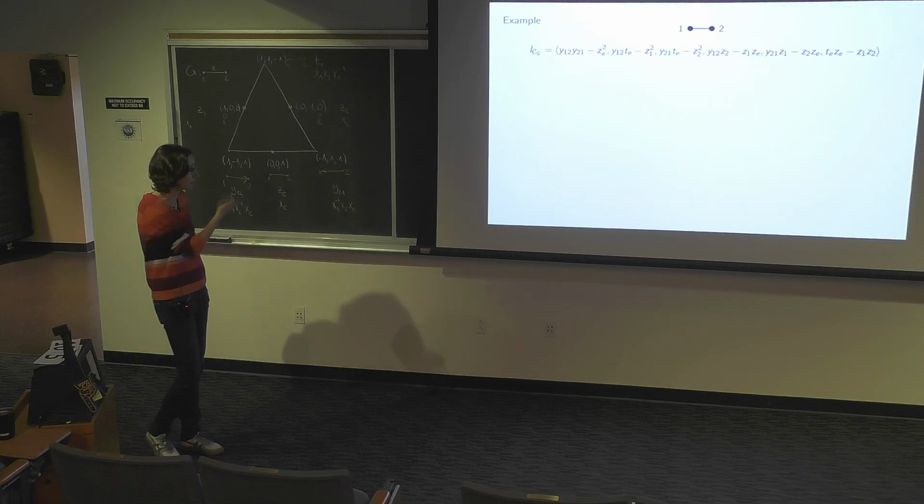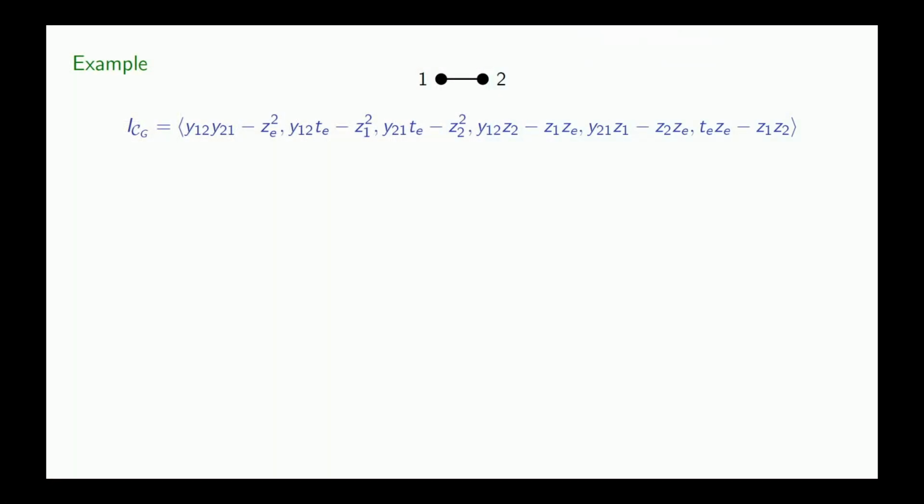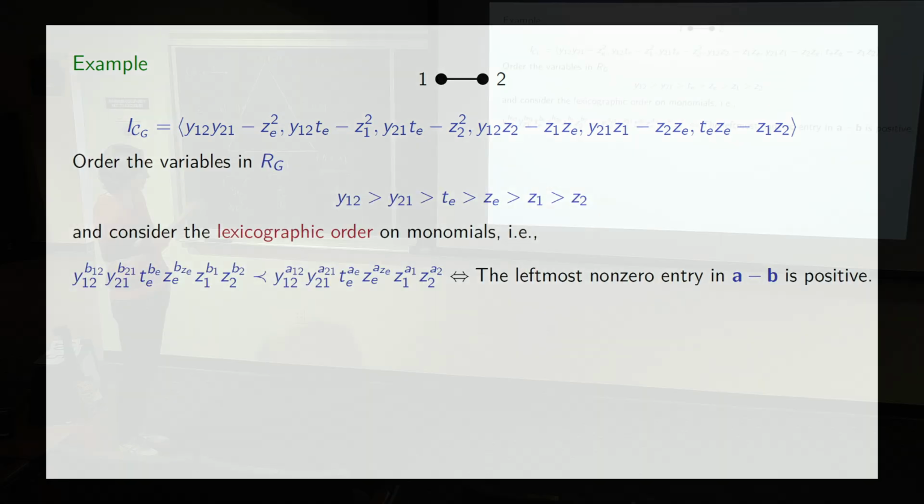So let's look at an example, and let's look at the easiest example, namely an edge. What you see here is that you already have 6 generators in this case, and we just have 1 edge. These generators will always appear for every edge in your graph. So for every edge, I will have these generators, no matter how my graph looks. And so let's go on, let's see what we do.